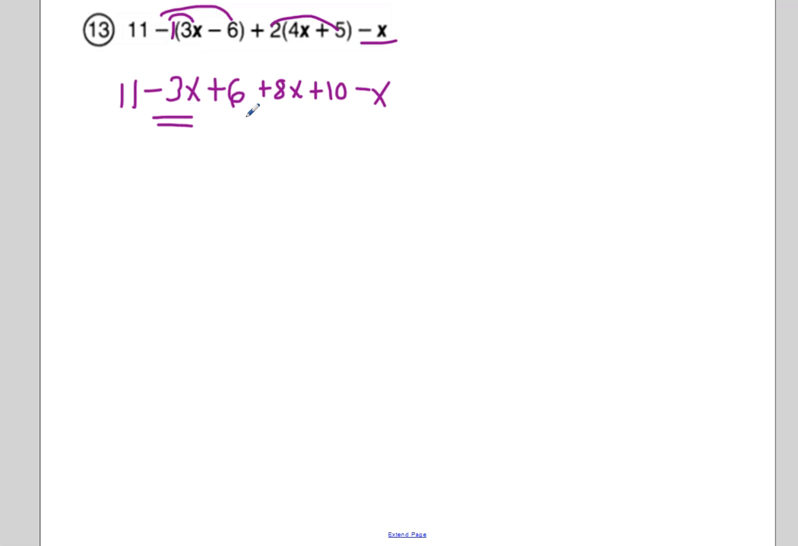I have a negative 3x here, a positive 8x, and a negative x. That's a total of negative 4x's and a positive 8x. It gives me 4x. I like to write things in standard form, which essentially for y'all is going to be alphabetical right now with the numbers at the end. I have an 11, a 6, and a 10. So that's going to be 21, 27.